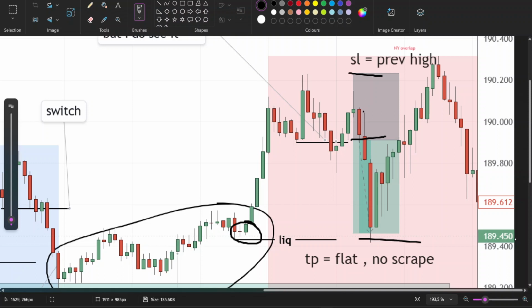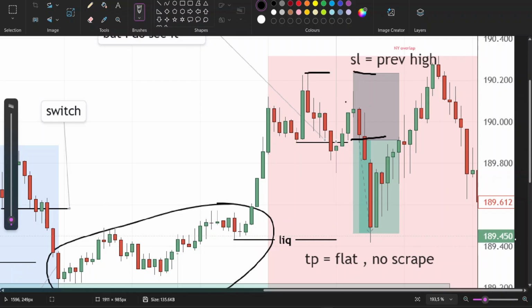The signal for entering does not scrape the highs. That means we don't target the low spikes. So that means we target the box. Because we came from here, the signal is here, and the stop is here.